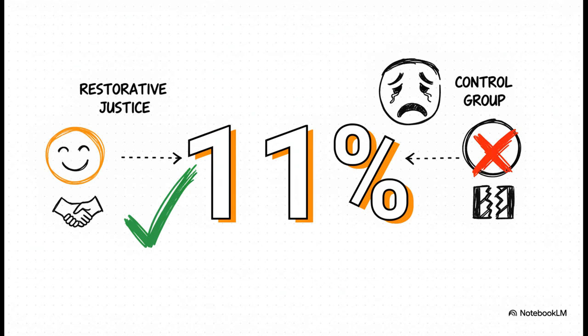Well, yes. A landmark 2007 study by Sherman and Strang looked at offenders who went through restorative justice. Their reoffending rate dropped to just 11%. Compare that to a 37% reoffending rate in a matched control group who didn't do RJ. That is a massive, statistically significant drop in recidivism.